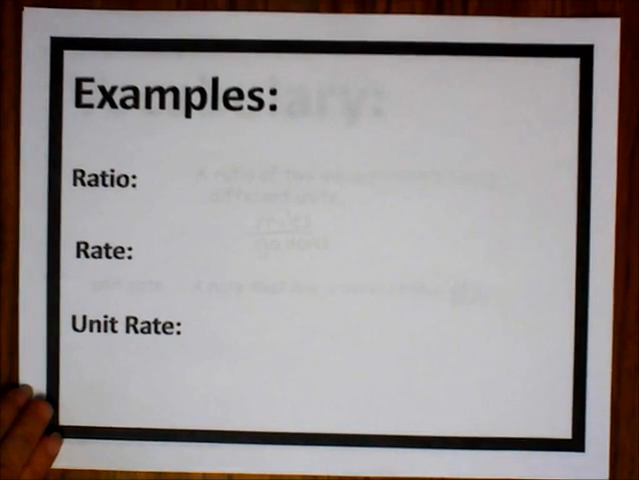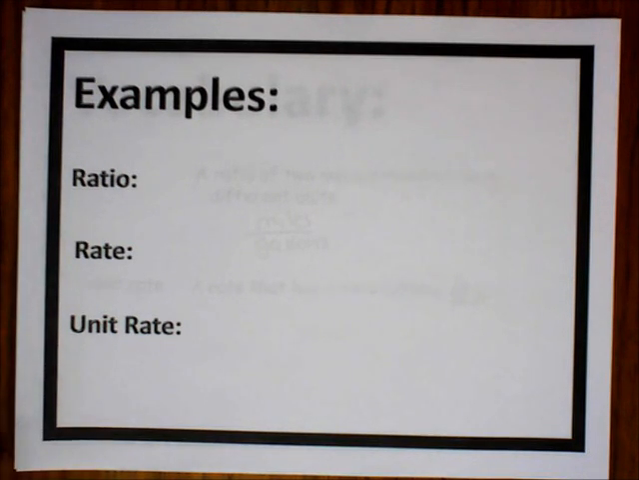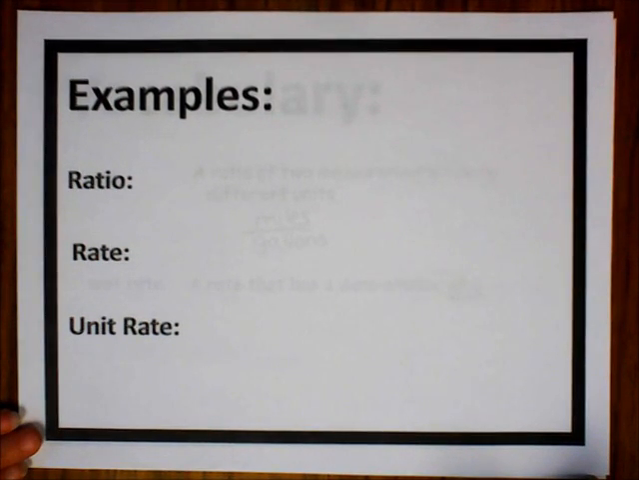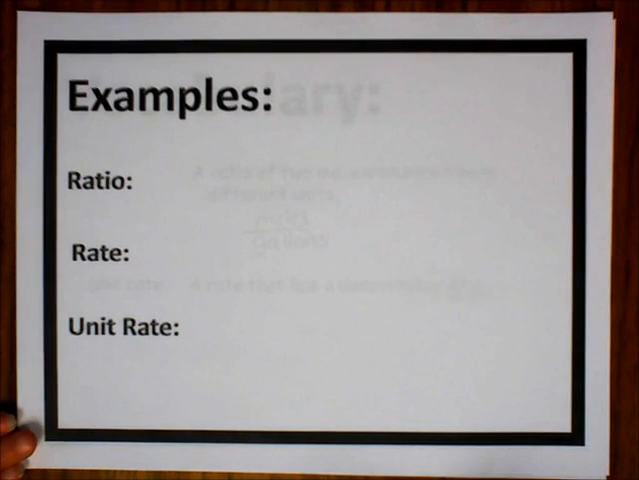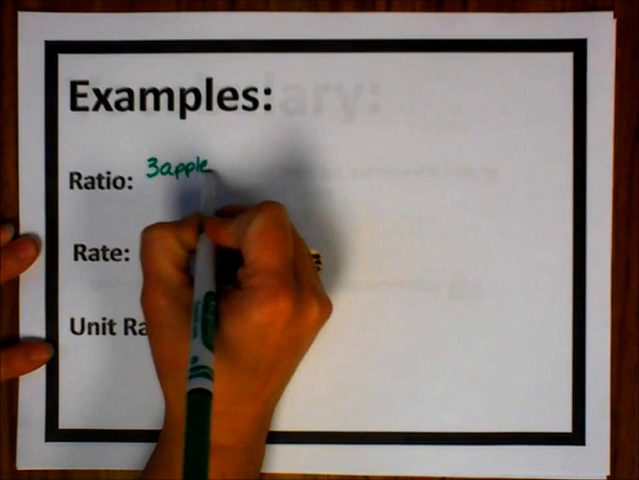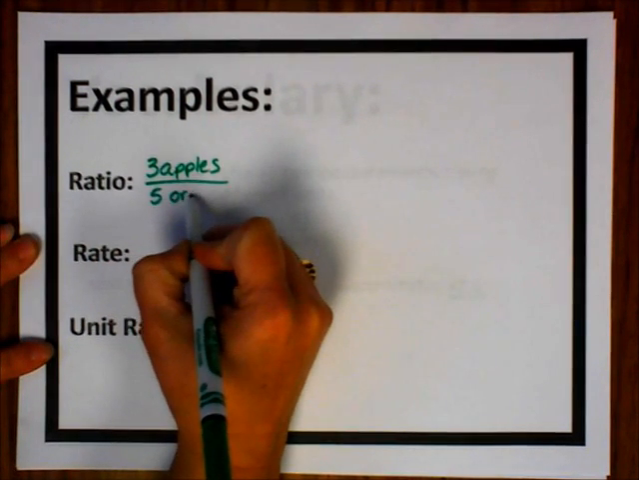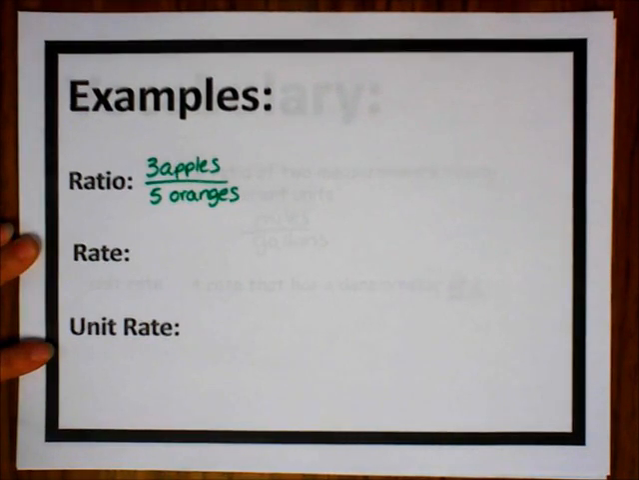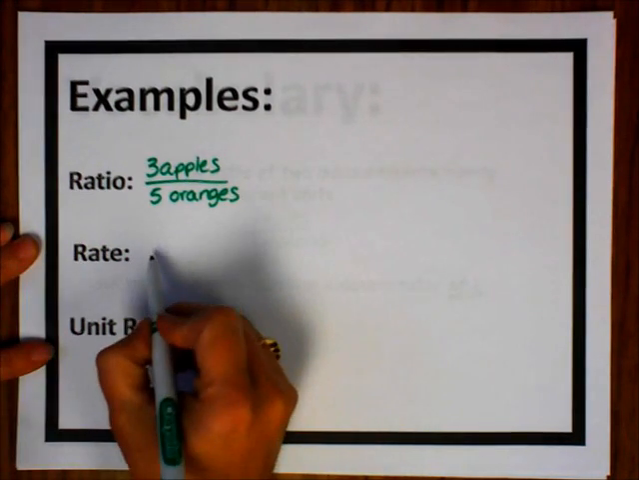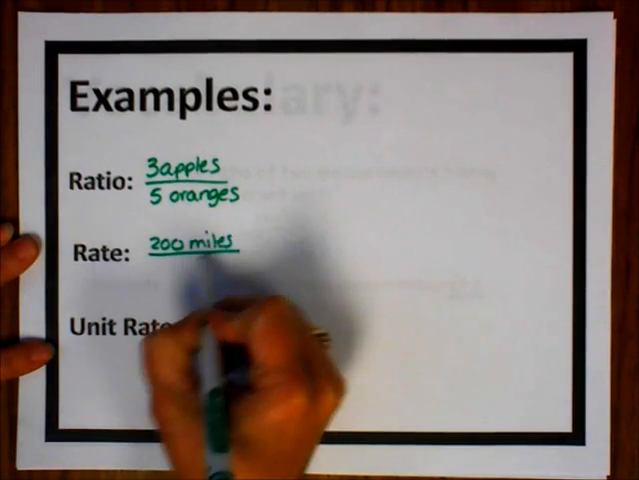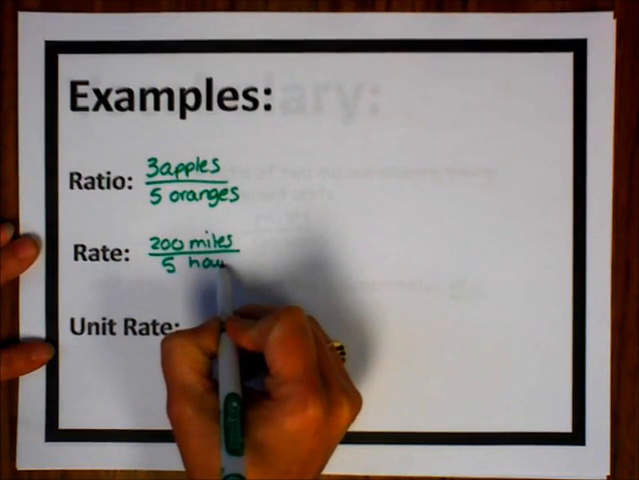In our journals, let's write down an example of a ratio, a rate, and a unit rate. So let's start with the ratio. We talked about ratios yesterday, so an example of a ratio could be something like 3 apples over 5 oranges. Then a rate is a specific kind of ratio that uses two different units of measurement. For example, I could say that we drove 200 miles in 5 hours.